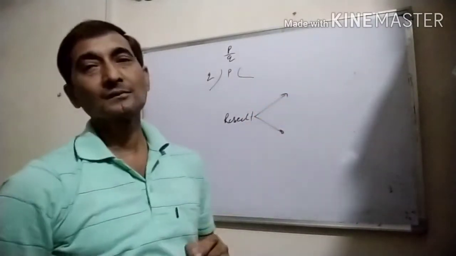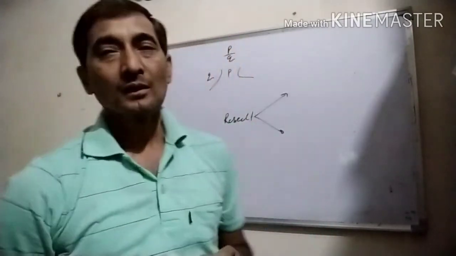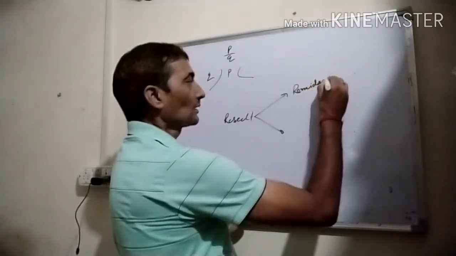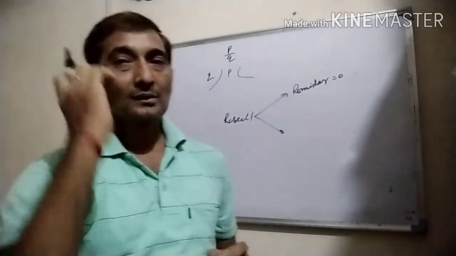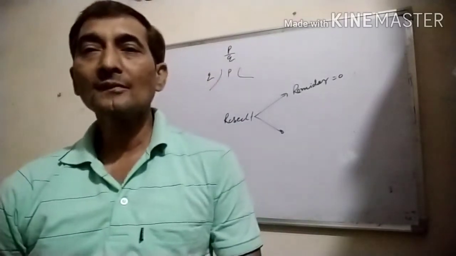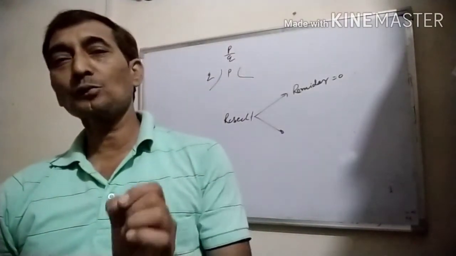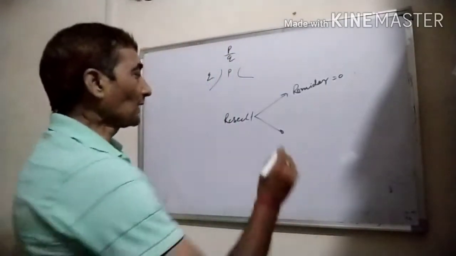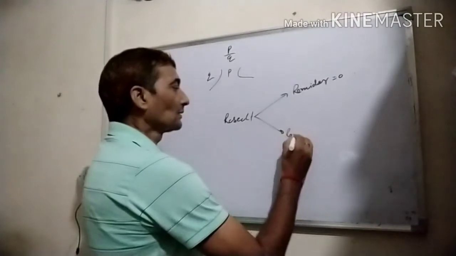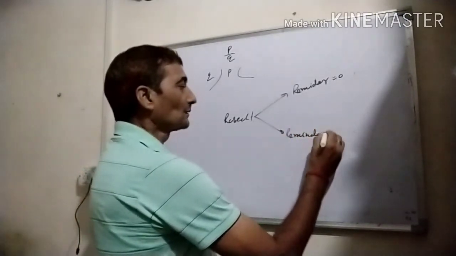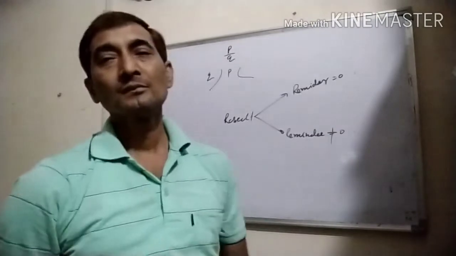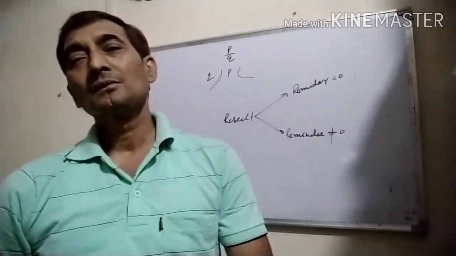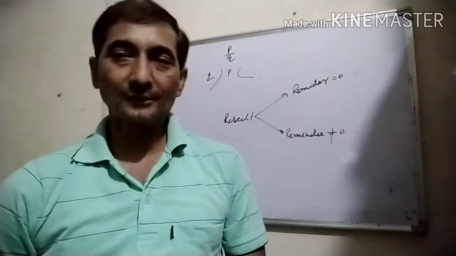First result is a remainder 0. That means the numerator is totally divisible by the denominator. Second is a remainder not equal to 0. That means the numerator is not divisible by the denominator.